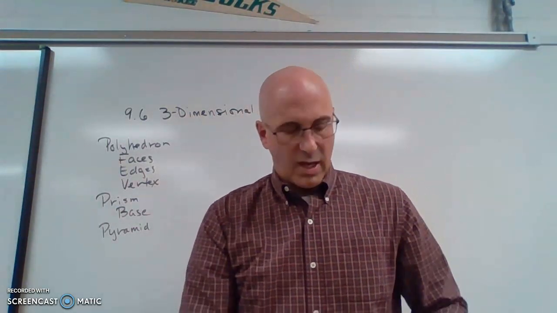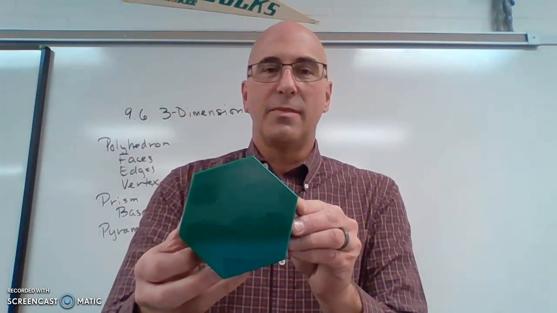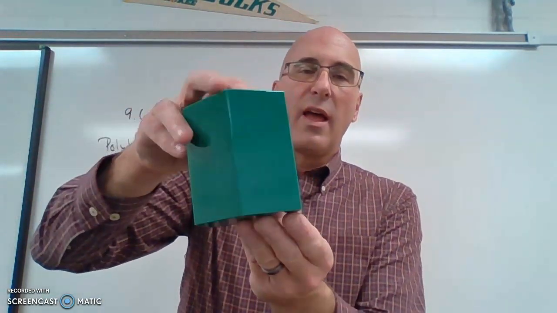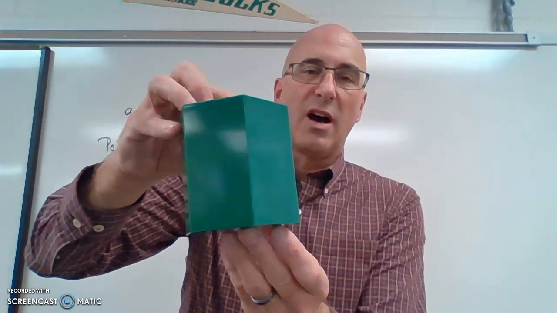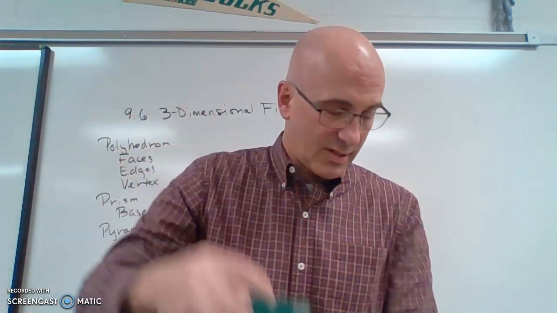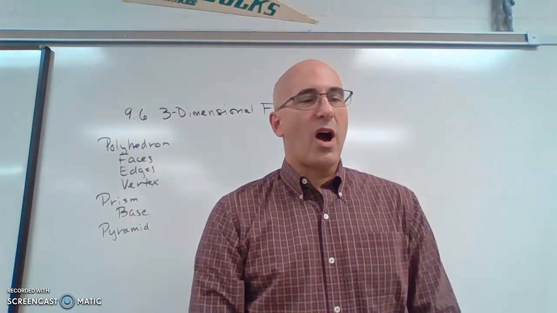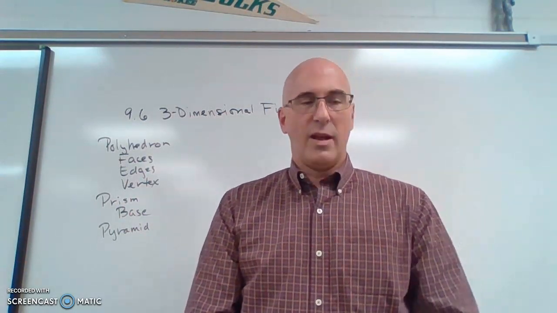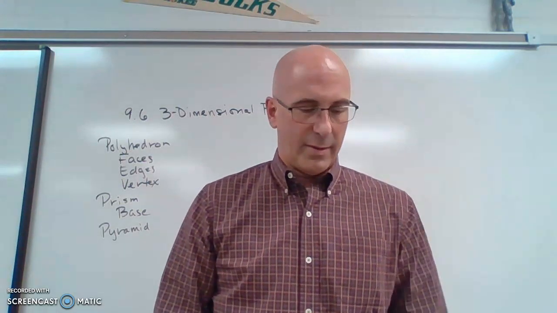And here is another prism. It is a hexagonal prism, a hexagon, 6 sides. So both of these bases are parallel, and the rest of the faces are polygons, which are rectangles in this case. Now there's another type of polyhedron, and that is called a pyramid.